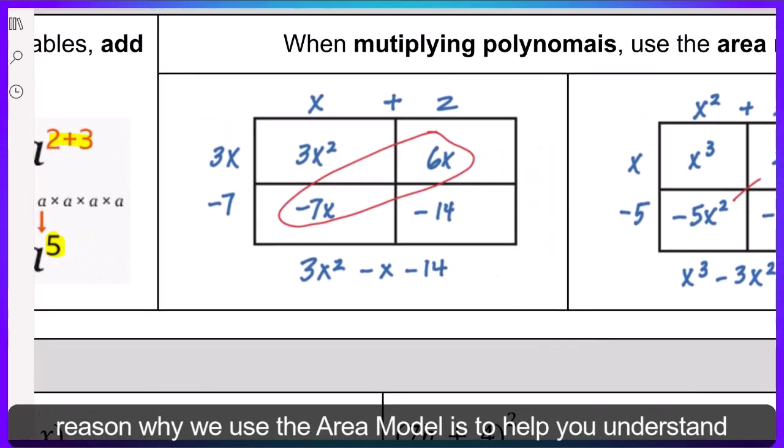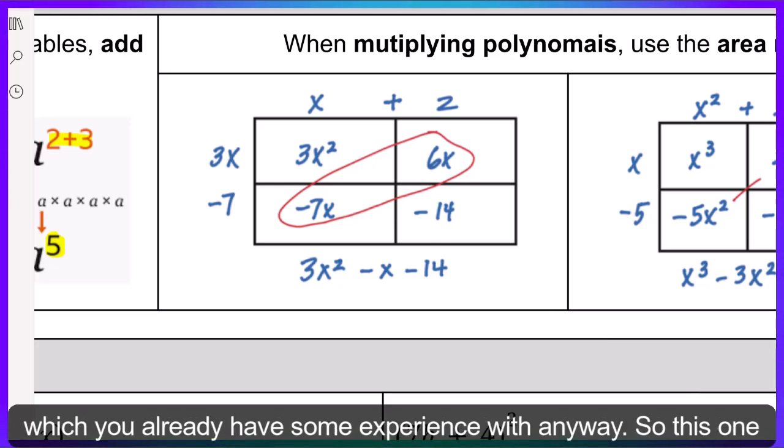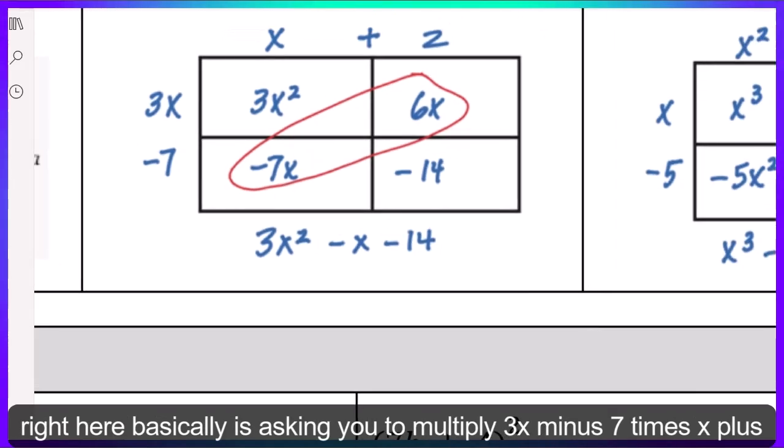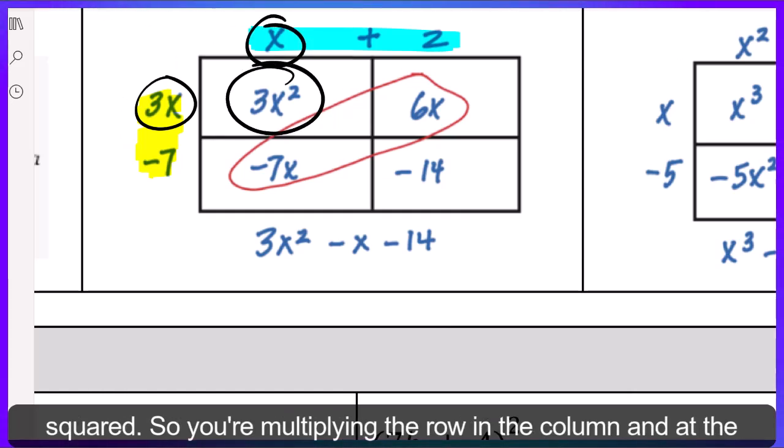And the reason why we use the area model is to help you understand polynomial division, because it's going to use the area model, which you already have some experience with anyway. So this one right here basically is asking you to multiply 3x minus 7 times x plus 2. So when you multiply it, you say 3x times x gives you 3x squared. So you're multiplying the row and the column.